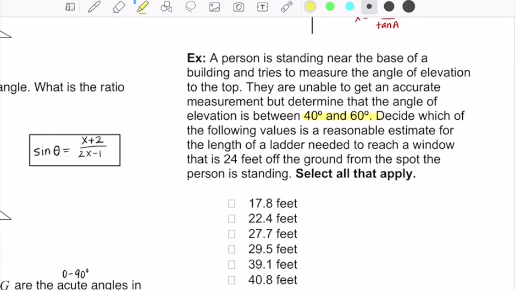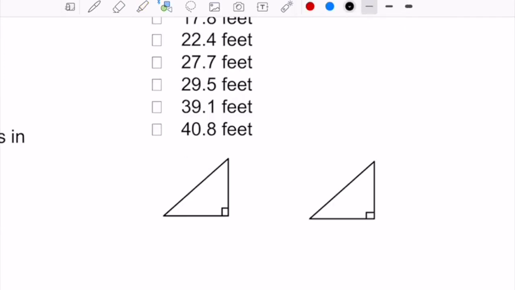Select all that apply. And so in this problem, we're going to apply trig to solve two different equations to figure out both the greatest and the least values that the length of the ladder could be. And then based on our answer range, we'll use that to answer the question. I'm going to start by drawing two triangles because I'm going to need to solve for 40 degrees and 60 degrees. All right, so here I have my two right triangles.